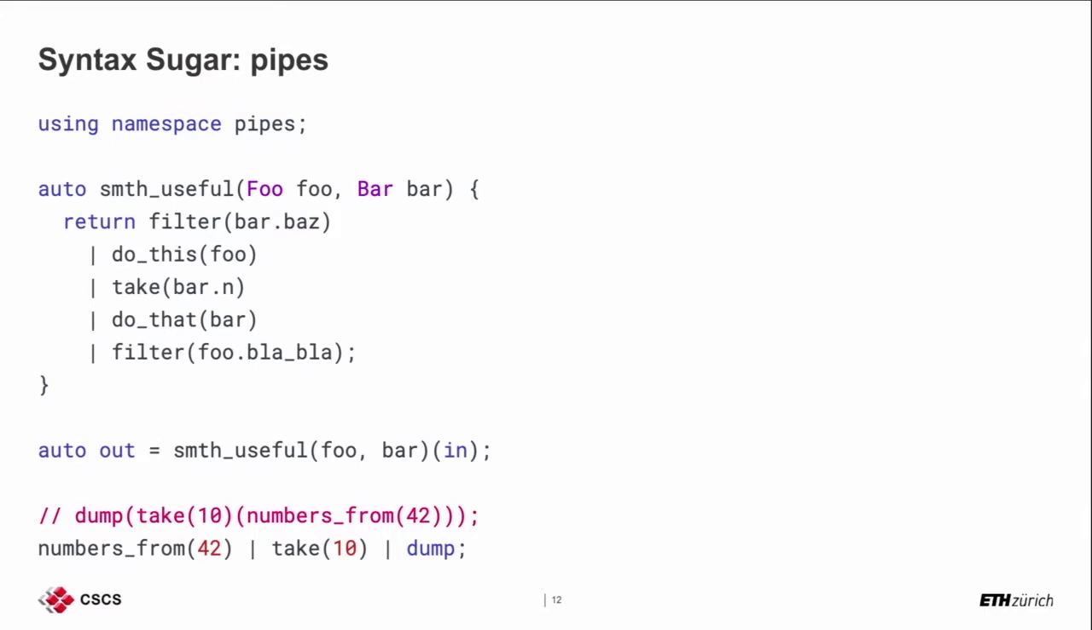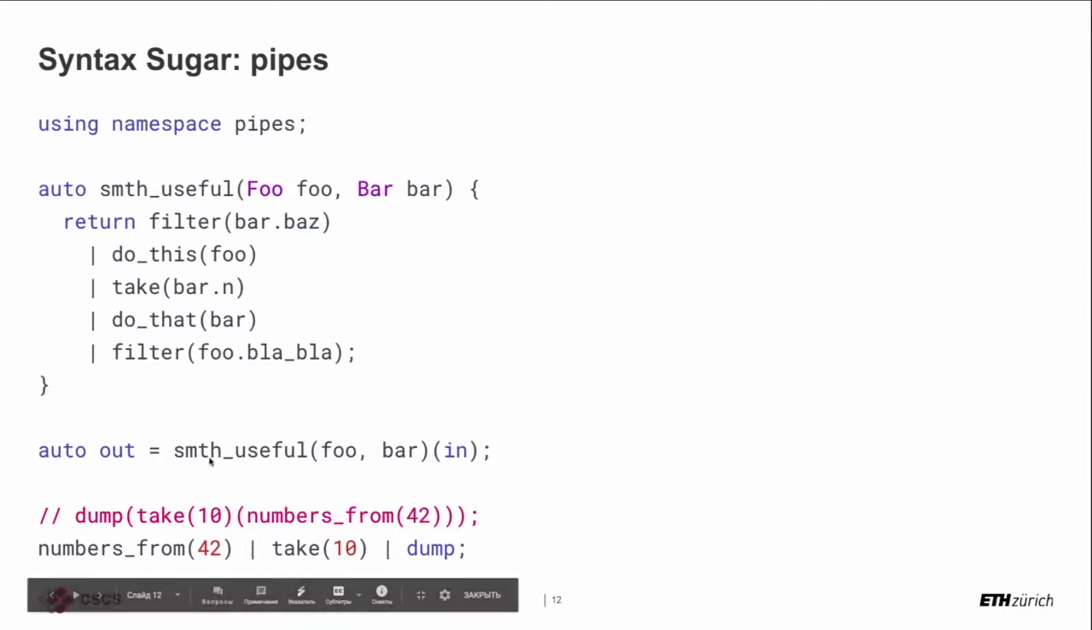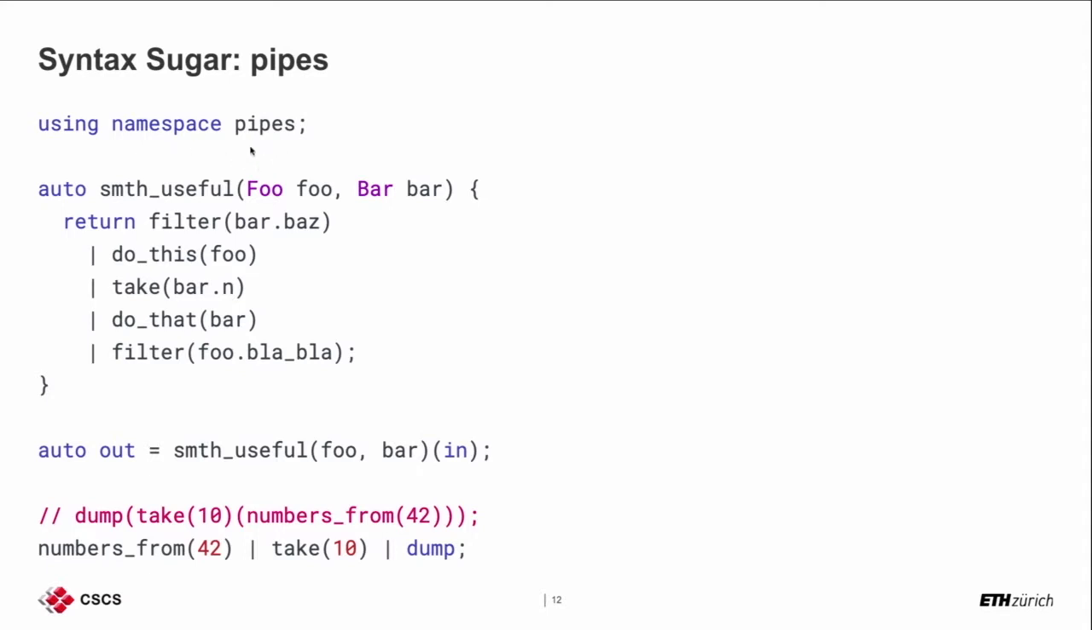Well, but probably we want even more. We can use pipe syntax, like in bash scripts, for example. Here is our use case rewritten with the pipe. And by the way, we also want our simple use case to be able to be written with the pipes. Please note that we use here the namespace. I can explain why.